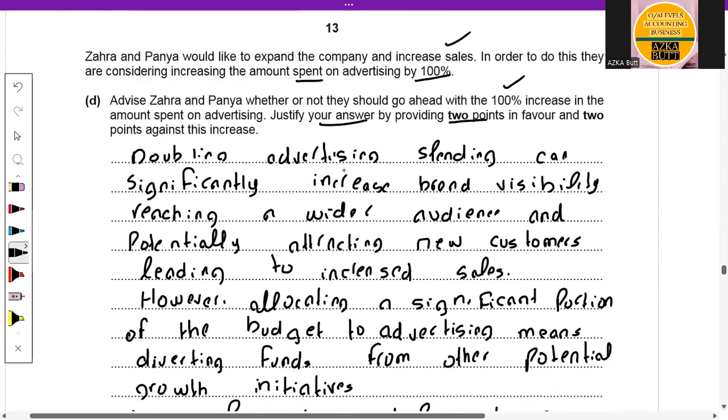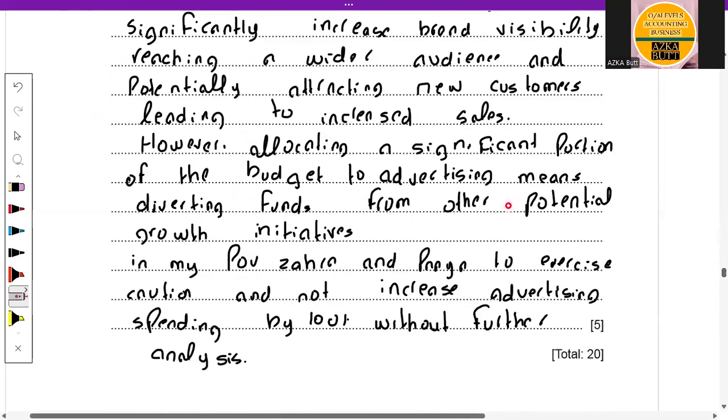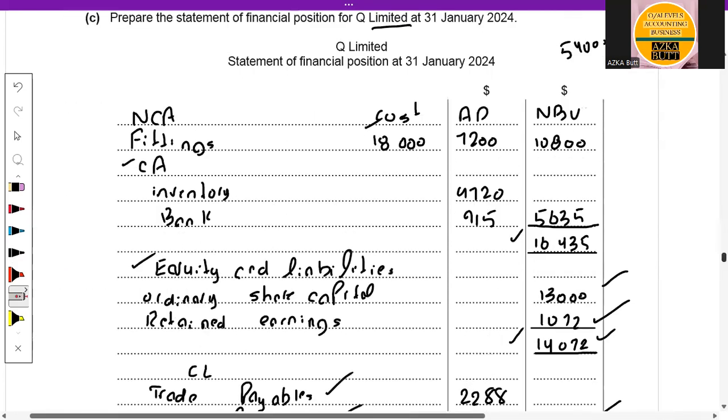Doubling advertising spending can significantly increase brand visibility, reaching a wider audience and potentially attracting new customers, leading to increased sales. However, allocating a significant portion of the budget to advertising means diverting funds from other potential growth initiatives. So, in my point of view, Zahara and Pania should exercise caution and not increase advertising spending by 100% without further analysis. So, this is my point of view.